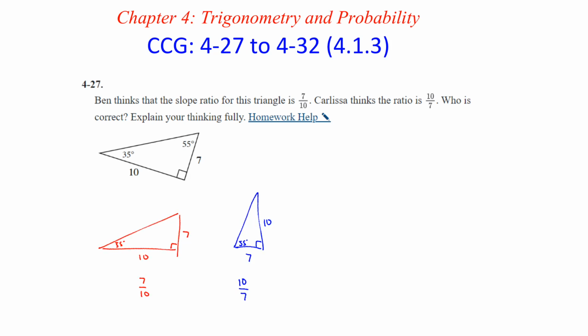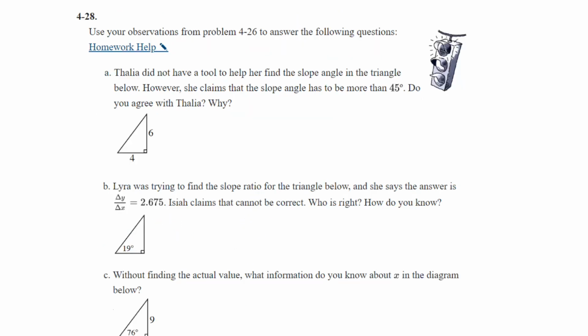It doesn't say specifically the slope ratio for which angle, and so that becomes a problem because it depends on what the angle is. So who is correct? Well, they both could be correct depending on which angle they're trying to look at. It depends on which angle is used as the slope angle. So once again, is it the 35 or the 55? As you are answering these questions, make sure you explain your thinking fully.